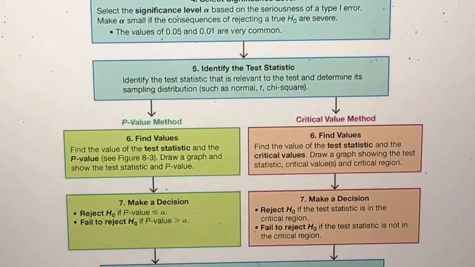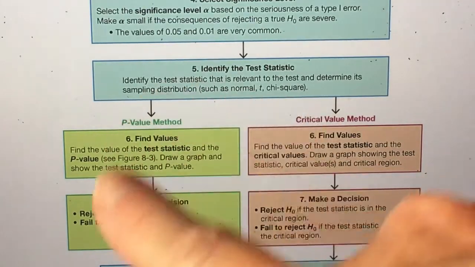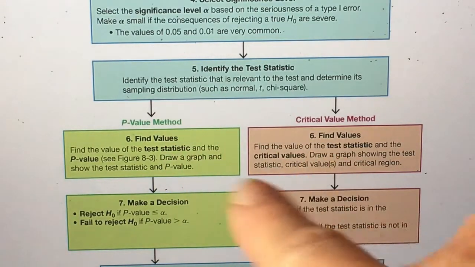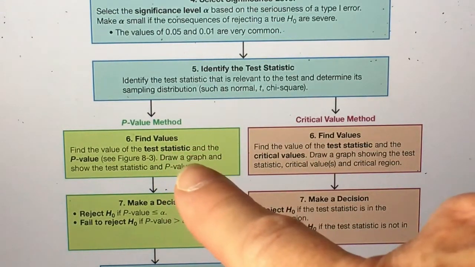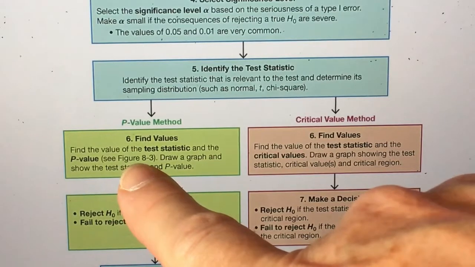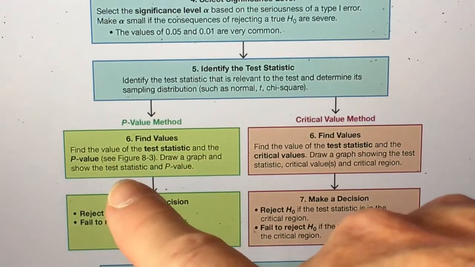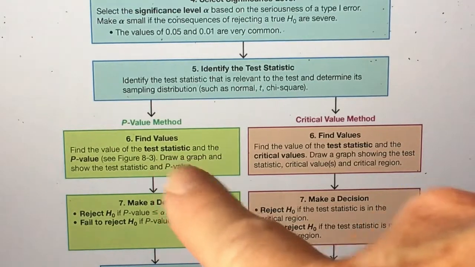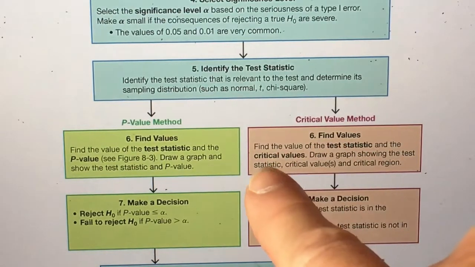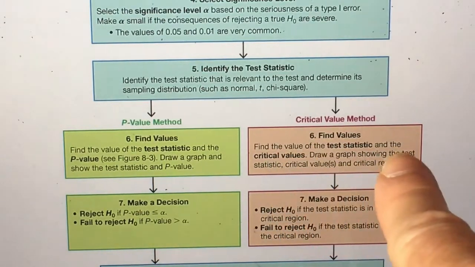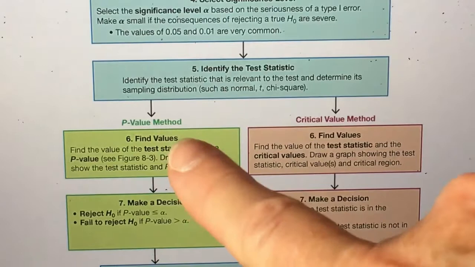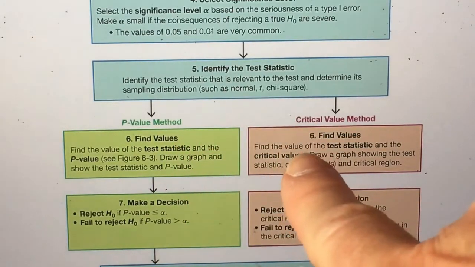Now let's look at number 6. We have 2 different methods, and we're going to explore each method. In the p-value method, we're going to find the value of the test statistic and the p-value. And then we're going to draw a graph that shows the test statistic and the p-value. If we're using the critical value method, we're going to find the value of the test statistic and the critical values. Then we're going to draw a graph showing the test statistic, the critical values and the critical region. So we have 2 different decision paradigms here, and we're going to practice each one.